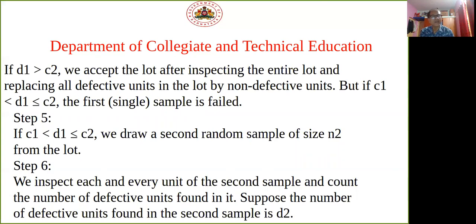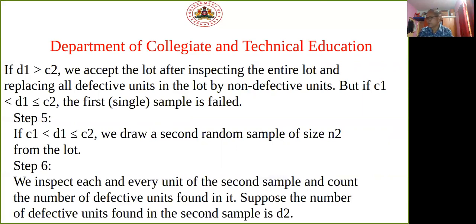But if D1 is less than C1, the first sample will be accepted. Step 5: if C1 is less than D1 and D1 is less than C2, so the defectives are more. D1 is the number of defectives in the first sample, which is more than acceptance number C1 but less than acceptance number C2, then the second sample of size N2 will be drawn.